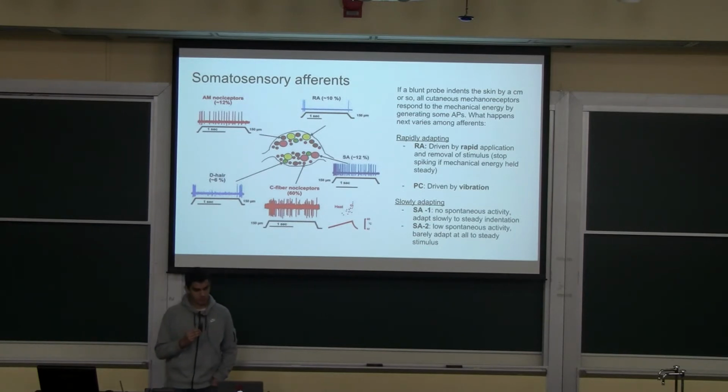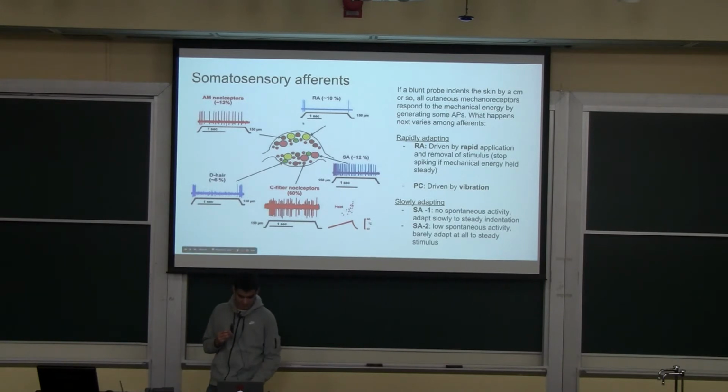And so when we talk about rapidly adapting and slowly adapting, what we're talking about is, if you have a blunt probe and you indent the skin by like a centimeter or 2 centimeters or so, the mechanoreceptors in the skin that we talked about respond, or fire action potentials, in response to the mechanical energy in different ways. It's literally how they adapt to the presence of that stimulus. If you look at the rapidly adapting here, here's the stimulus. As you maintain that, it initially fires when you apply the stimulus, but it stops firing right away. So it adapts immediately to the stimulus. Slowly adapting, it keeps firing. So that's the basic distinction.